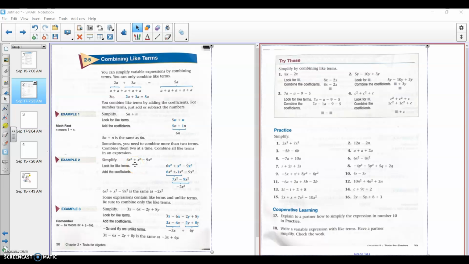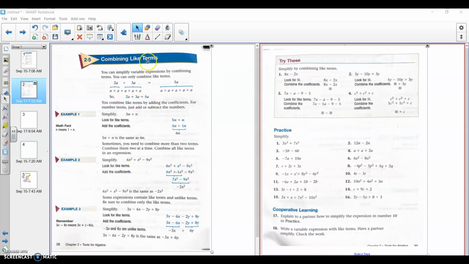Chapter 2, Section 5, Combining Like Terms. This is very much on the previous page where we did unlike and like. Now, when it's like, can you combine them? You can combine them. So you're going to either add or subtract on this page. If they're unlike, you do not want to combine them.